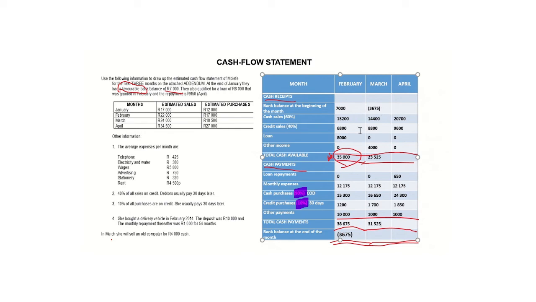everything here will be subtracted from the top. This heading has its own heading, so we don't need to put it. But the bank is an independent one. This one is independent, that one is independent. If it's overdraft, it must be negative. If it's positive, it must be positive. However, the totals from the top must subtract the totals from the bottom so that you get the balance for the next month.